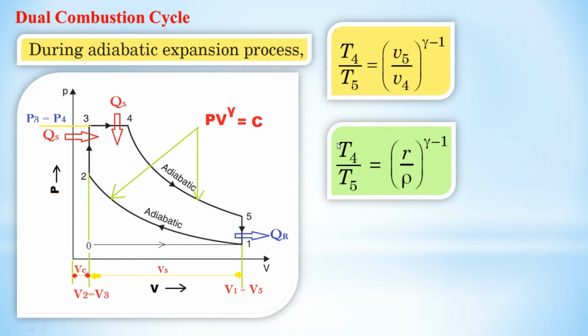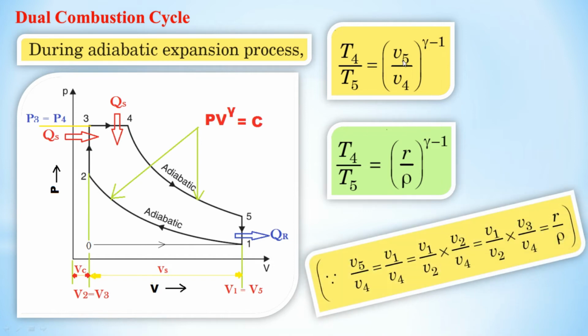So how can we derive this equation? We know that V5 by V4. Here V5 equal to V1, because we know that process 5 to 1 is a constant volume process. So here we separately find out the value of V5 by V4. Here you can see that in the PV diagram it is a constant volume process, so V5 equal to V1. So write down V1 instead of V5, divided by V4.